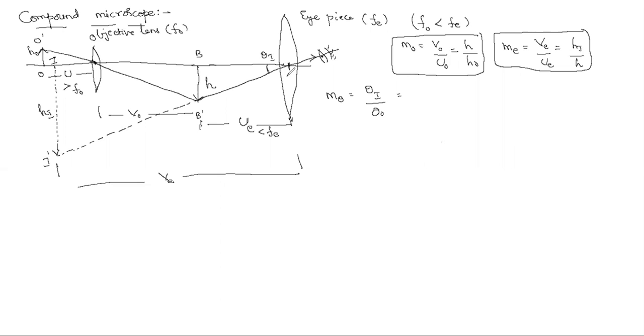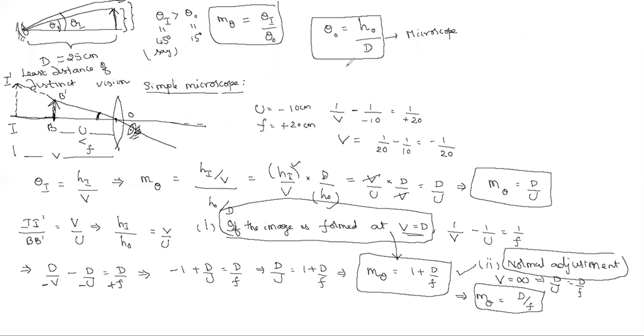That theta I, if I give the name P, B dash, from this triangle I can write theta I is equal to h by u_e, or from the big triangle PII dash, h_i by v_e. Divided by theta O, already I told. Theta O is nothing but height of object by D. Simple microscope, already I told.